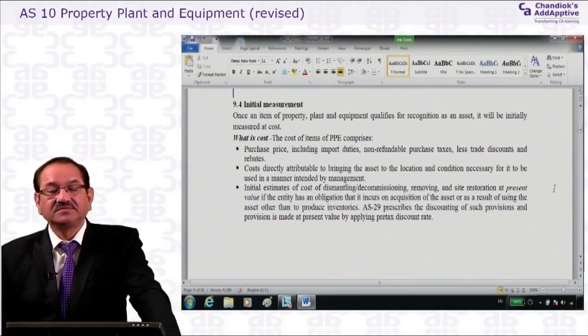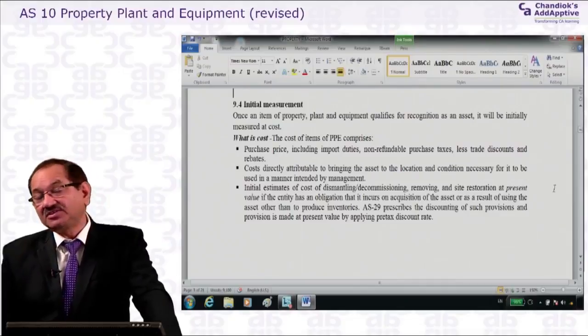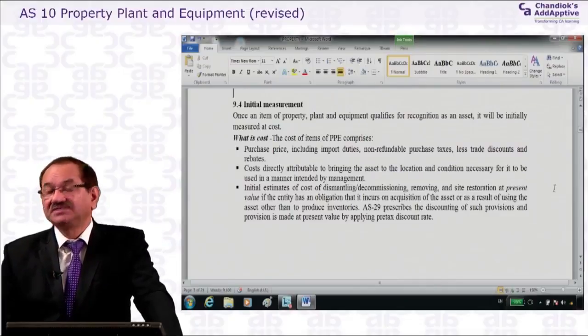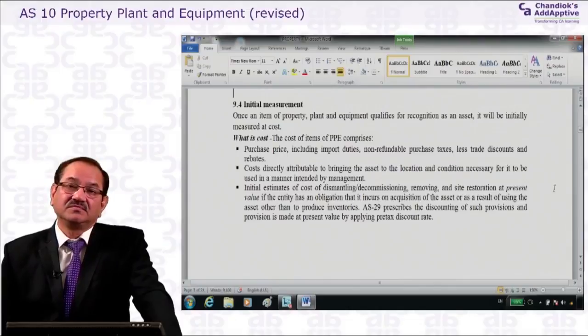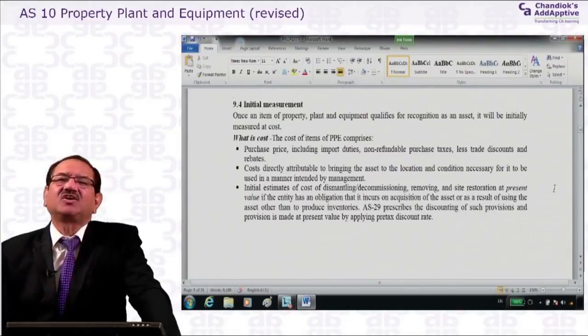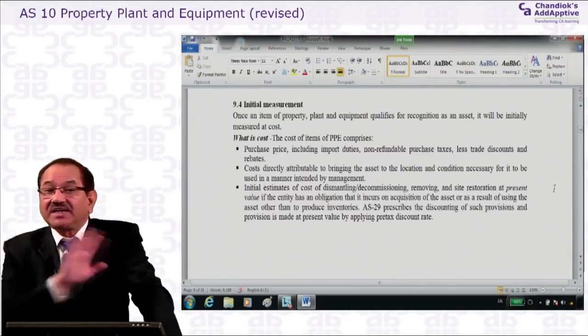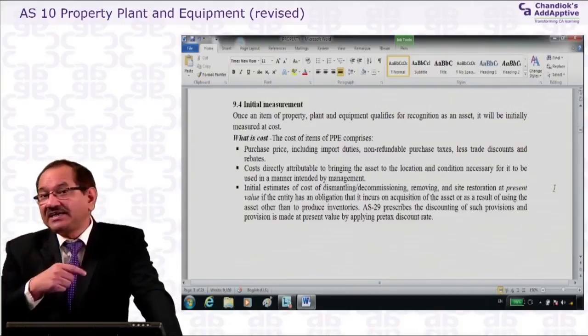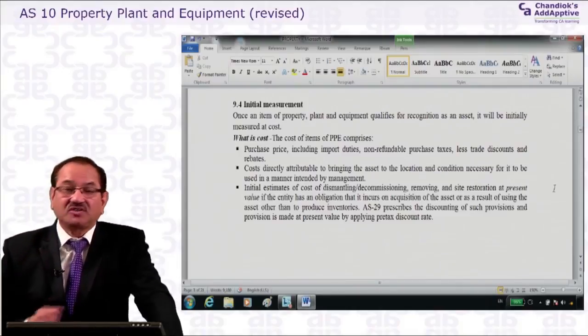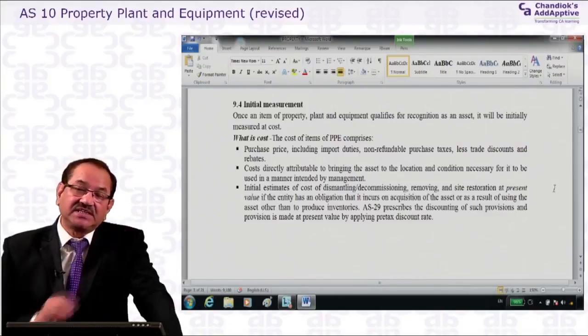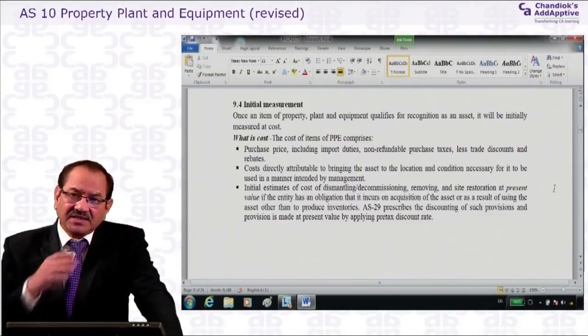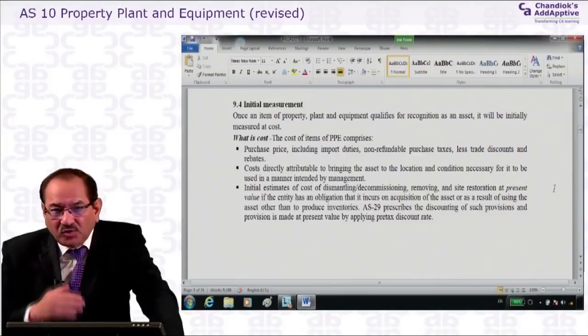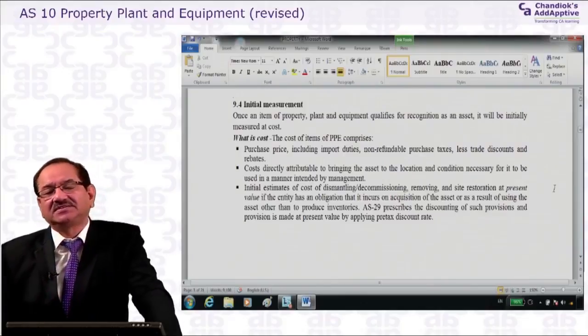And dear student, the definition of the cost has changed. There is some clarity in that cost. There is no fundamental difference from what we were discussing earlier about the cost of fixed assets in Accounting Standard 10, pre-revised and the revised one. But there is more clarity in these standards.